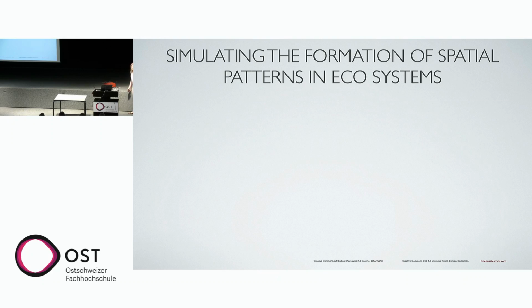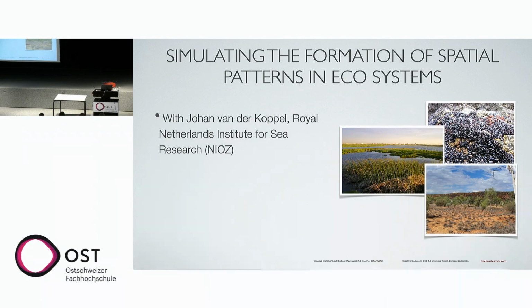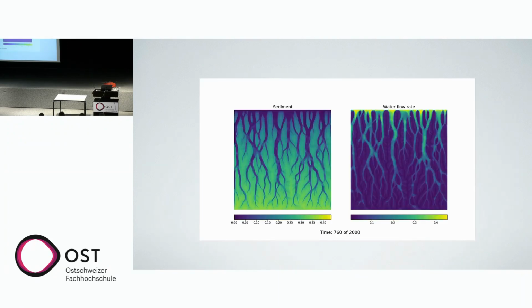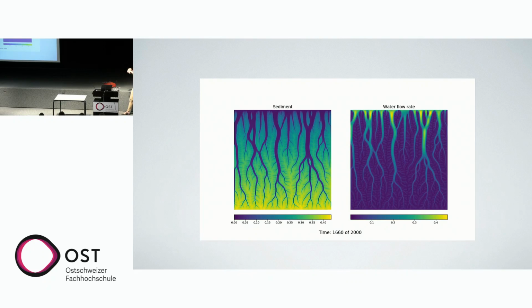Another application we're working on at the moment is simulating the formation of spatial patterns in ecosystems, basically the Turing pattern. This is together with Johan van der Koppel from the Royal Netherlands Institute for Sea Research, and they study especially how salt marshes develop, with the purpose of figuring out what we can do to protect the coasts, because these ecosystems and structures are very important for that. This is Turing pattern simulation on a large scale, and it is extremely time-consuming. This is the simple simulation where we simulate the sediment and water flow rate for such a salt marsh ecosystem.